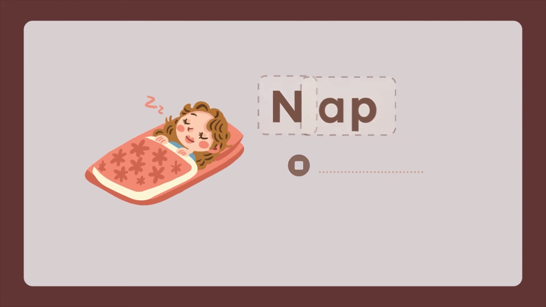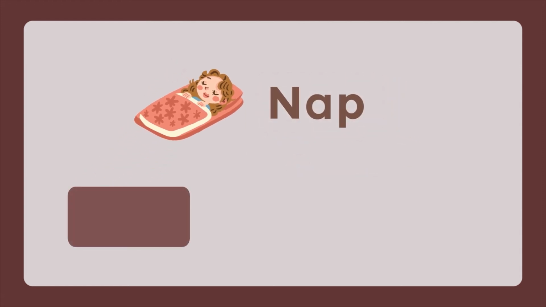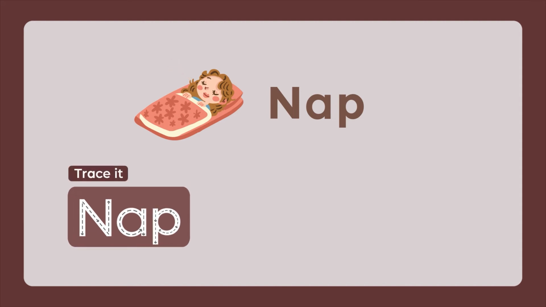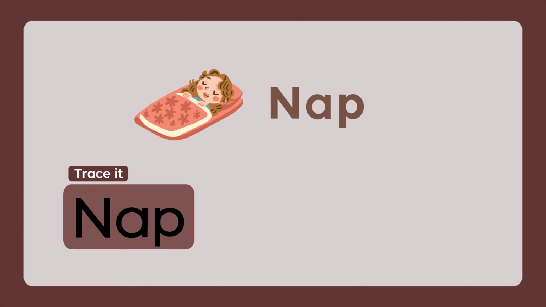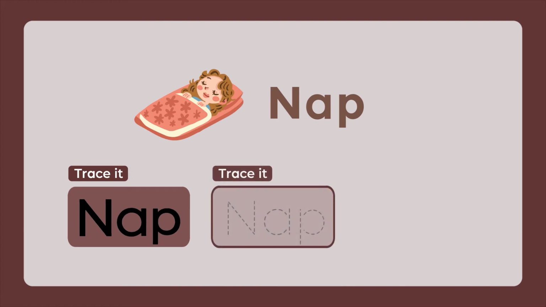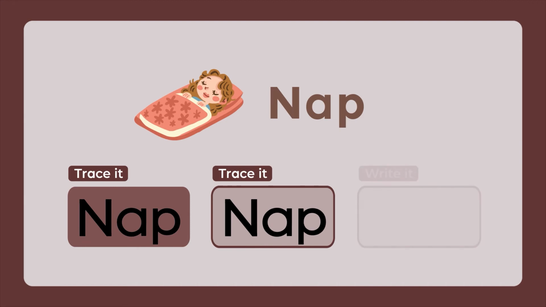Let's spell and write the word nap. N, A, P, nap. Let's trace it. N, A, P, nap. Trace it again. Now let's write it.